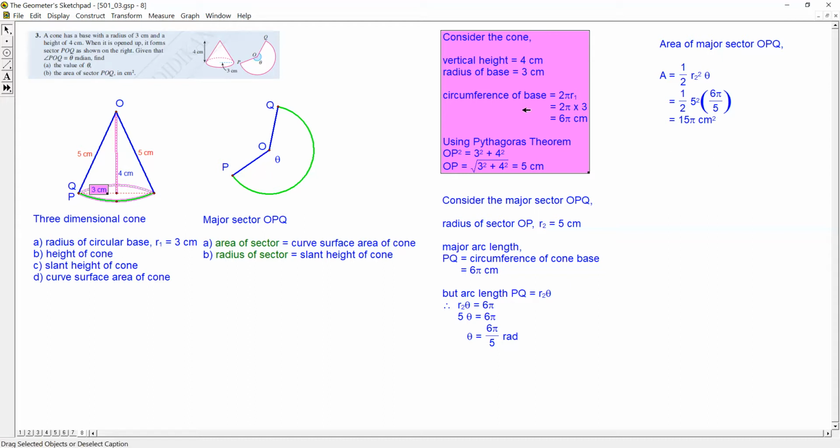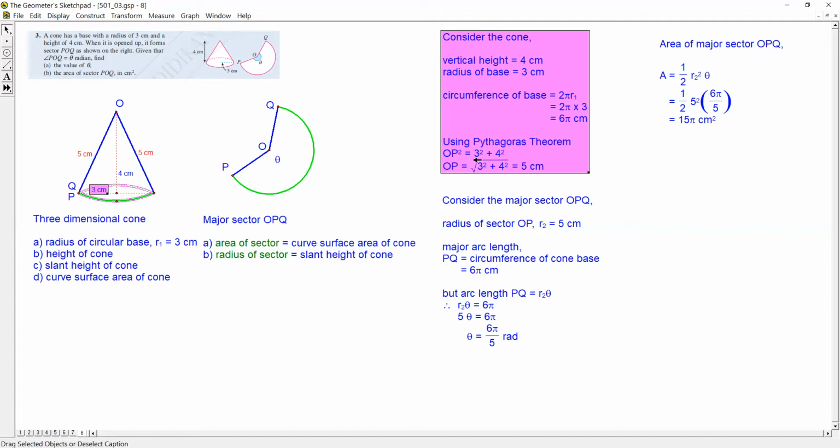So here, for the circumference of the base of the cone, I use r1 for the radius of the base of the cone. That means r1 is referring to 3, right? It's referring to this. So 2 pi r1: 2 pi is 2 pi, and r1 is 3. So altogether, the circumference of the base of the cone is 2 times 3, which is 6 pi. I leave the answer in terms of pi, 6 pi.